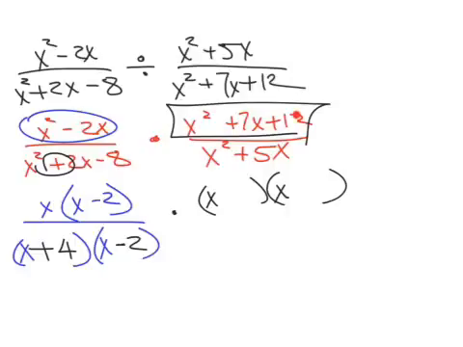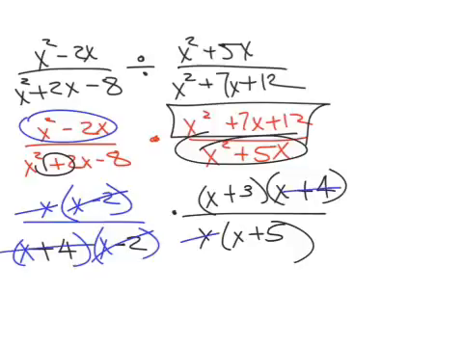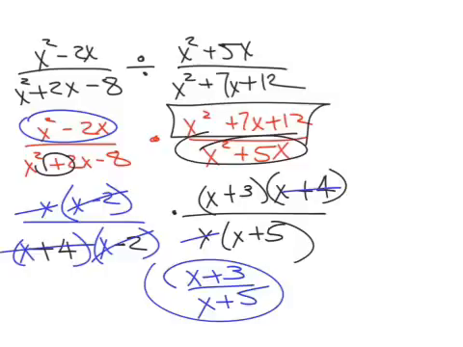Okay, two numbers multiplied together give me 12, added give me 7, or subtracted, whatever, and that ends up being 3 and 4, because 3 and 4 add together to be 7. Okay, pull out an x, left with an x plus 5, and then all we have to do is cancel. X minus 2, cancel those, cancel that, and we're left with x plus 3 over x plus 5. Okay, so the only difference between the addition and the division is flipping the second part upside down and turning it into a multiplication problem. Alright, one more.